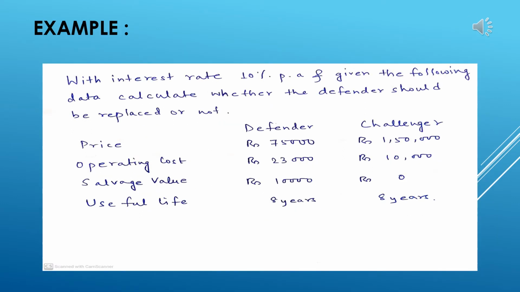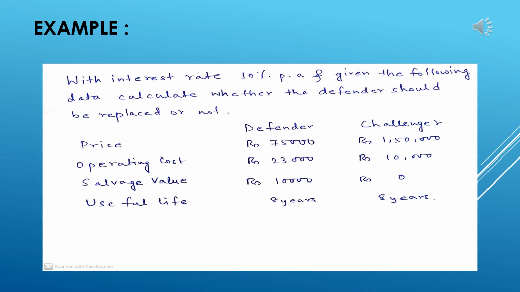In the previous sum, we took more than one Challenger into account, but in this example, let's take one Defender and one Challenger machine. So with an interest rate of 10% per annum and the given data, we need to calculate whether the Defender should be replaced or not by the organization.